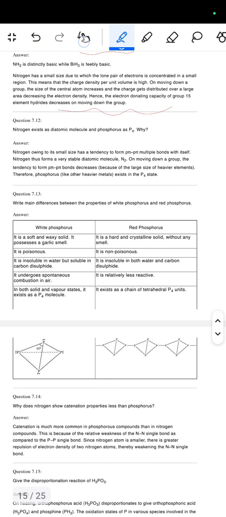Next, nitrogen is used as a diatomic molecule and phosphorus as P4. Nitrogen, owing to its small size, tends to form p-pi multiple bonds with itself. Nitrogen thus forms a very stable diatomic molecule N2. On moving down a group, the tendency to form p-pi bonds decreases because of the large size of the heavier elements. Therefore, phosphorus, like other heavier elements, is used in the P4 state.